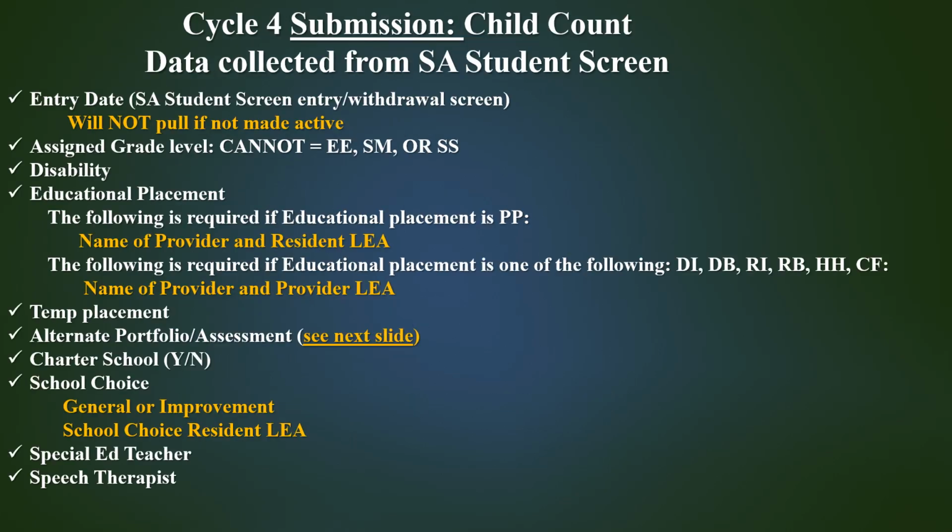The following information is pulled from the school age student screen: entry date, assigned grade level, disability, educational placement, temporary placement, alternate portfolio or assessment, charter school, school choice, special ed teacher, and speech therapist. All data is collected from the school age student screen for Cycle 4 submission.